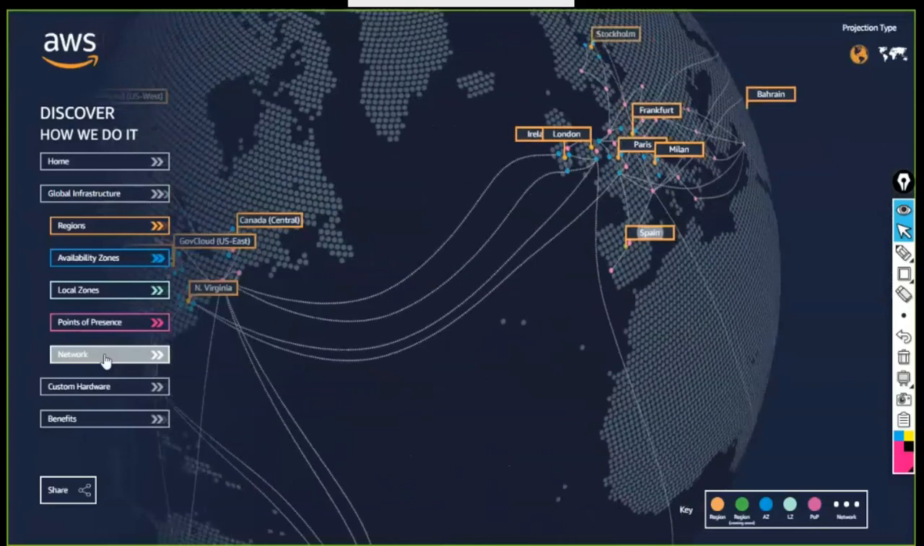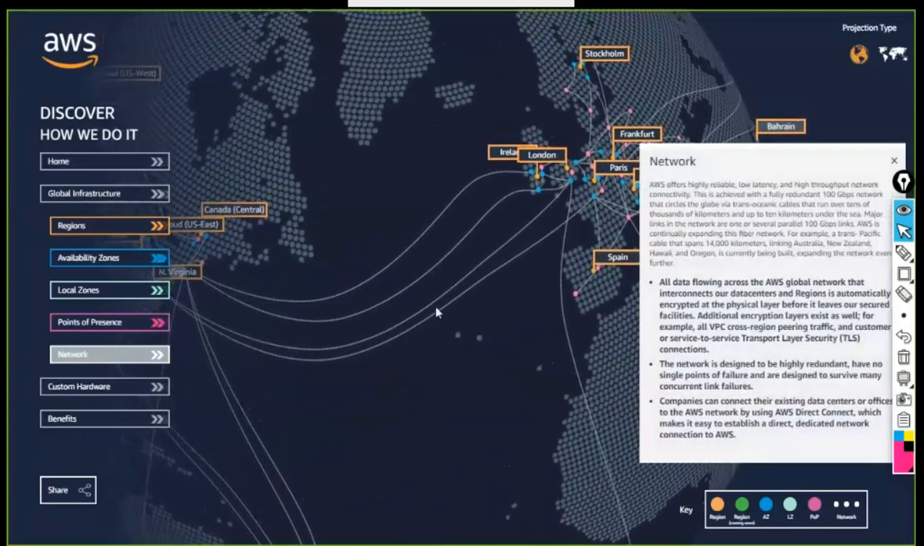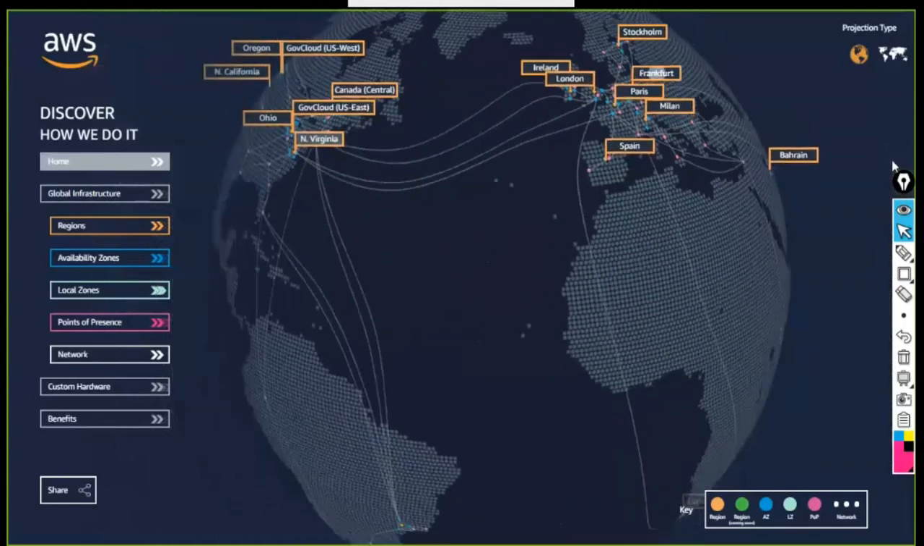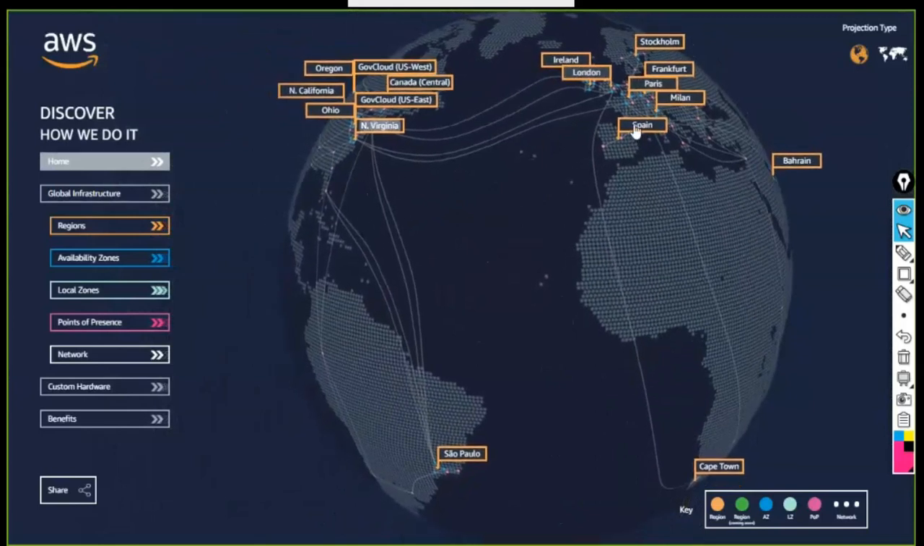So you have the network, and you can get some information about the complete network track. These are fiber cables which are going underneath the ocean. So the maximum link is there for all the regions, and each and every region is going to have a data center. A different number of data centers are also there.